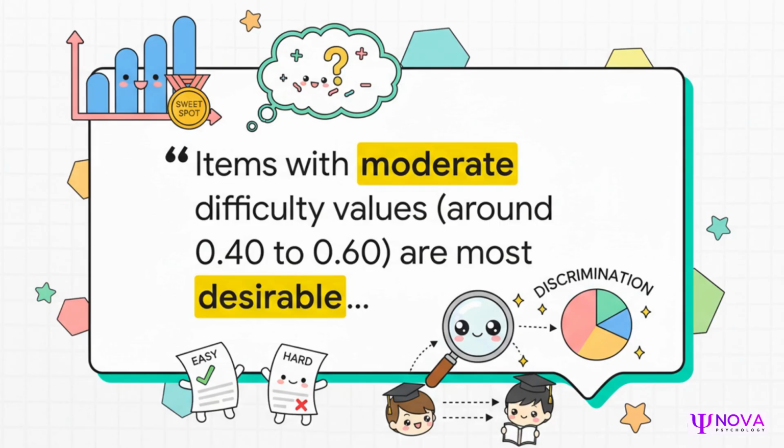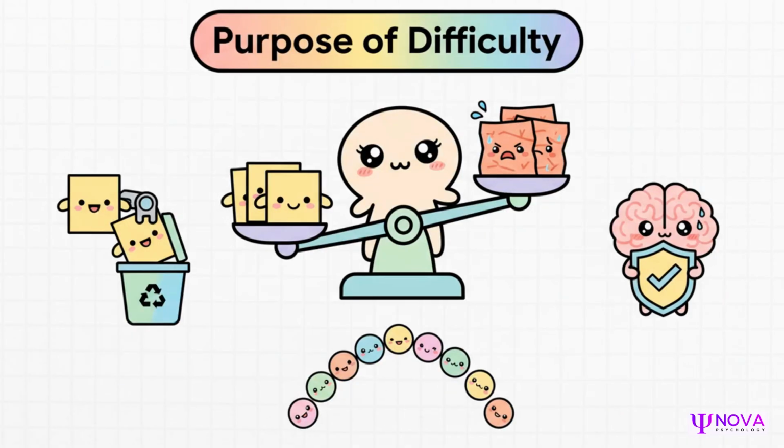And that brings us to that key word he uses, discrimination. We'll circle back to that in just a minute. And this isn't just a theoretical exercise. Understanding the difficulty of each item is what allows a test designer to do their job properly. You can balance the whole test, make sure the scores are actually reliable, and get a nice spread of results instead of having everyone just clumped together at the top or the bottom.